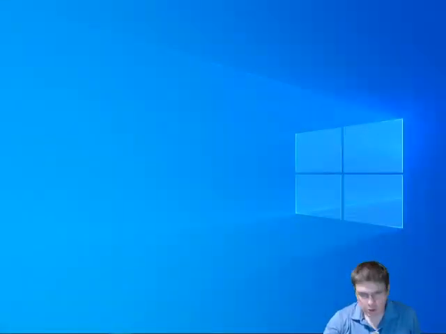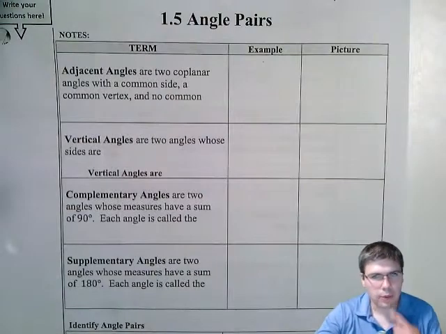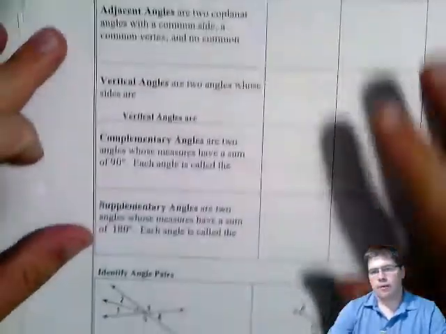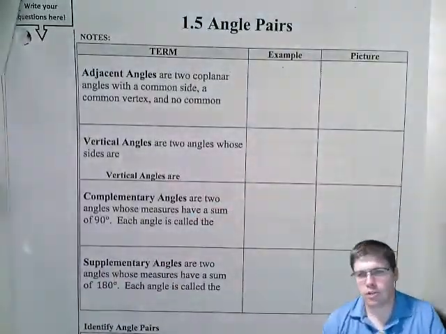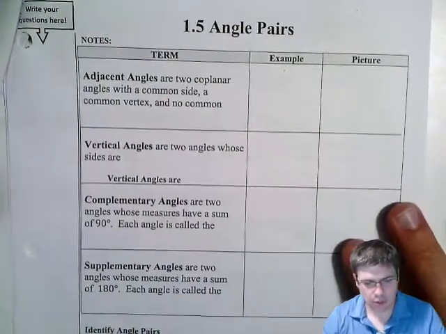Hey, geometry. Today we're going to look into 1.5 angle pairs. All right, so we've got all these different angle pairs and features of them. So the first one is the most general.